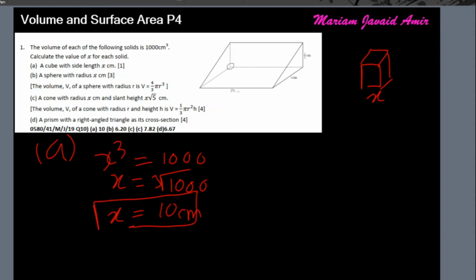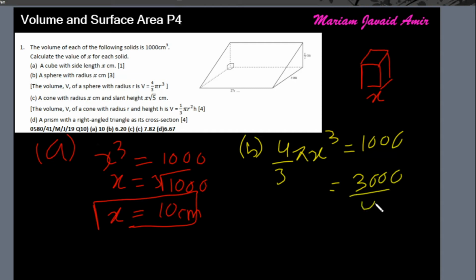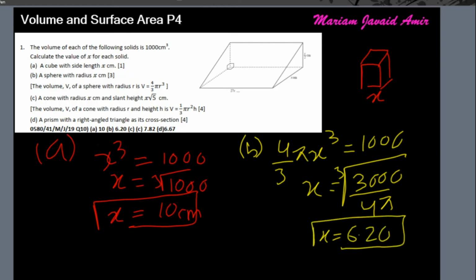Okay. Part B, a sphere with radius x. So for a sphere, we also know the volume 4 over 3 pi and radius is x cube equals to 1000. Now make x the subject, we'll multiply 3 with 1000, then divide it with 4 pi, and in the end take cube root to make x the subject. So this will become 3000 divided by 4 pi cube root answer, which is 6.2. Okay. Part C.